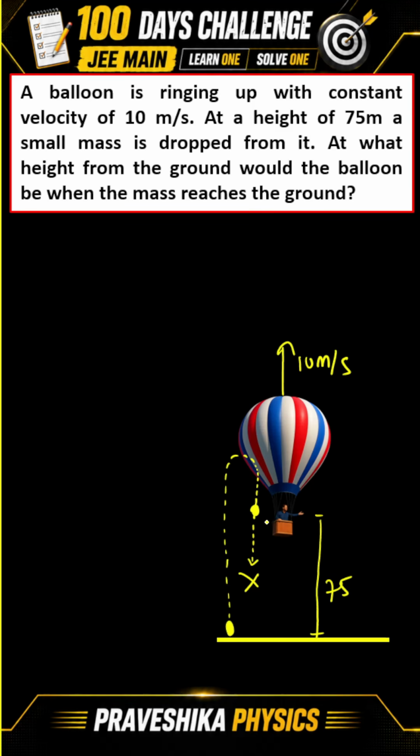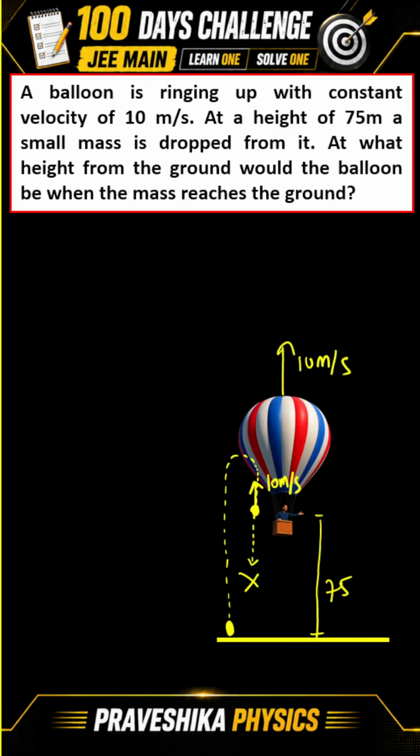Because the stone was already attached to the balloon, it also had the same speed of 10 meter per second. So that's why once the small mass or the stone is released from the balloon, it won't immediately start moving downward. It will go to a certain height, and once the velocity becomes zero, then it will start moving downward. So this is the important thing we should understand.